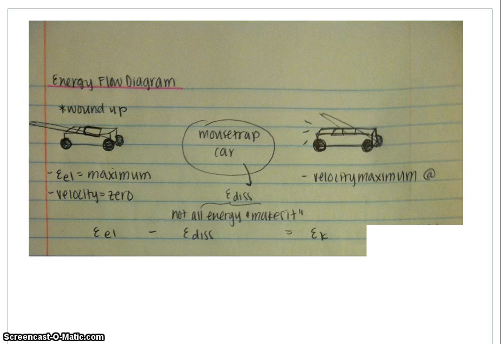Alright, energy flow diagram. Okay, so wound up, the elastic is at its maximum, and because it's not moving, the velocity is 0. The system includes the mousetrap car, and the second stage is when its velocity is maximum at 5.5 feet per second. Not all energy makes it to the final stage, and we consider this E dissipated. Using blocks, we could easily say that E elastic, which is 4 blocks, minus E dissipated, 2 blocks, is equal to E kinetic, which would be 2 blocks.